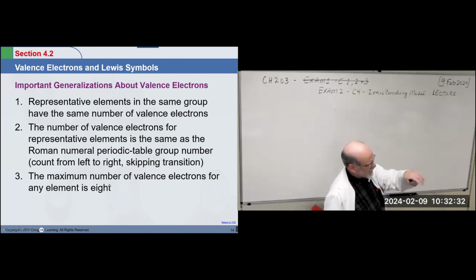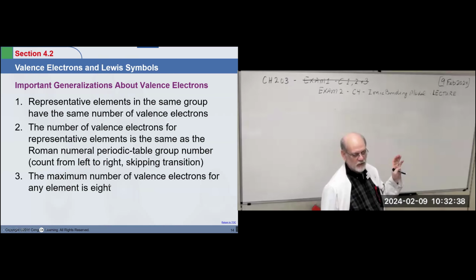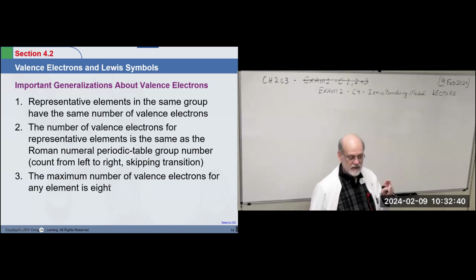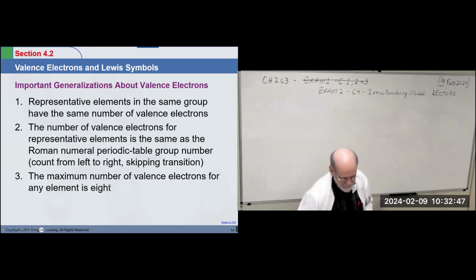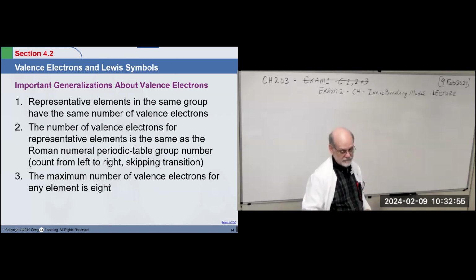Now, when you get down into the transition elements, it gets a little squirrely. That's why their Roman numerals are B's. So we're going to stick to the Roman numeral A's. Those will tell you how many valence electrons are in that column, the Roman numeral. And the maximum number is 8 for the representative elements because we're filling the octet.